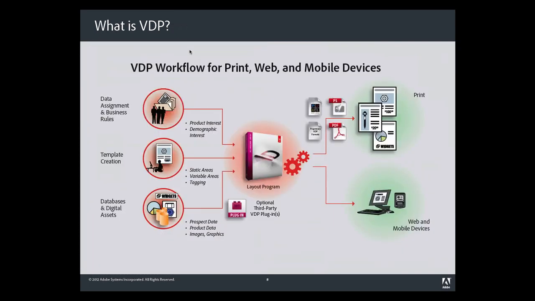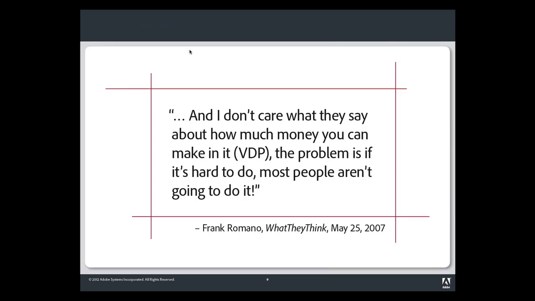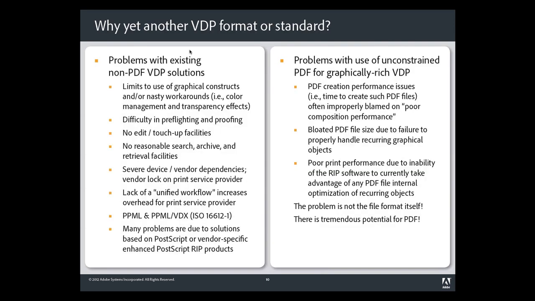What this type of workflow typically involves is data rules, templates, and databases all coming together in some sort of compositing software, sometimes plugins. They produce some means of printing, or simply publishing for electronic purposes: variable publishing content and output. The trouble has been that doing this has been a problem. Frank Romano, chief curmudgeon of the industry, basically looked at this as an area ripe for some sort of solution. That's what PDF/VT is.